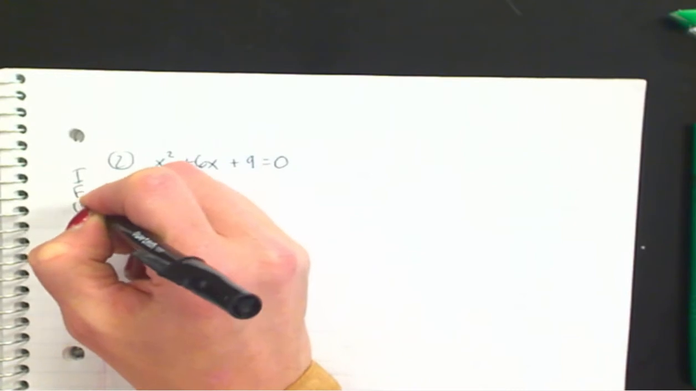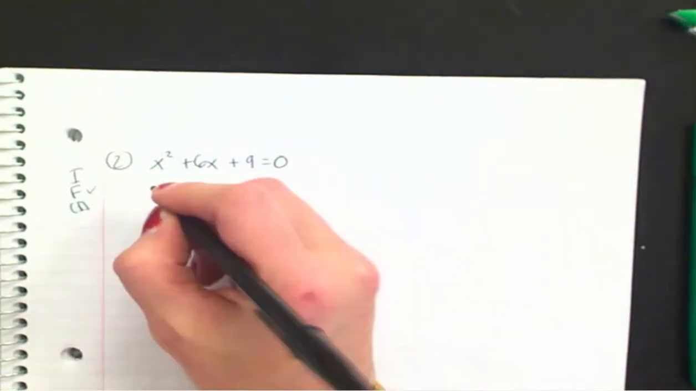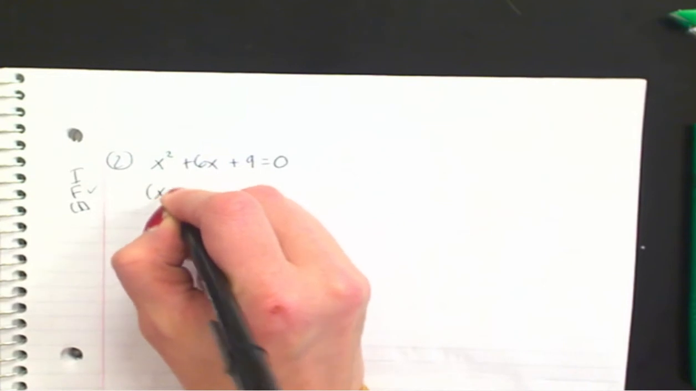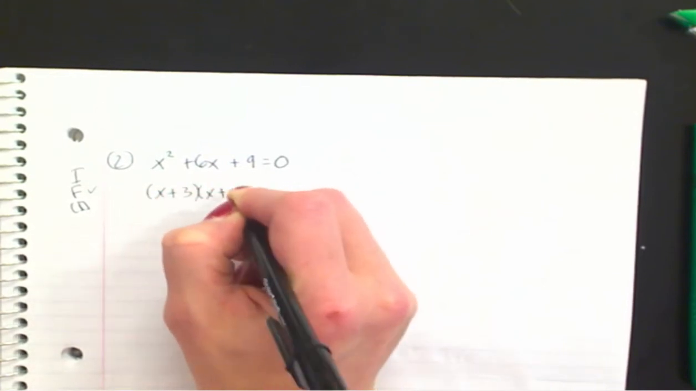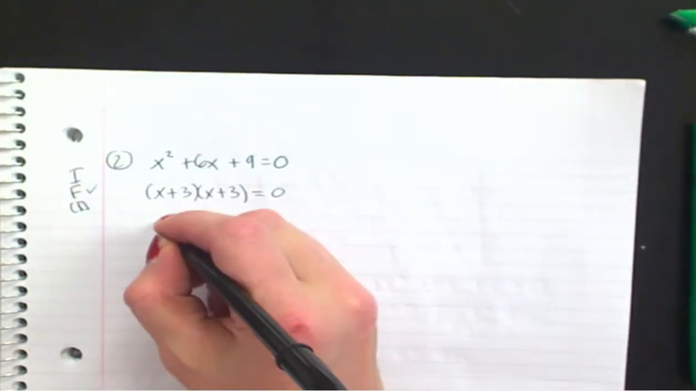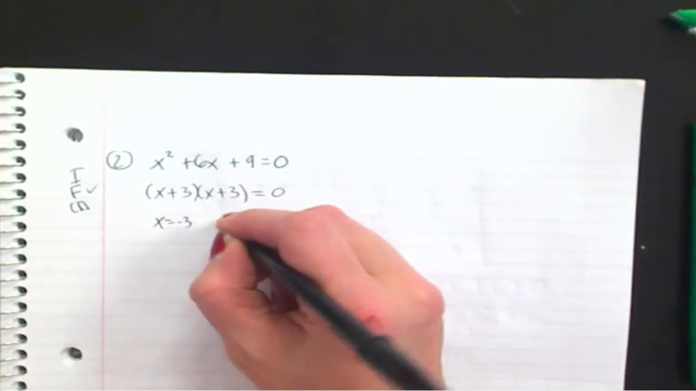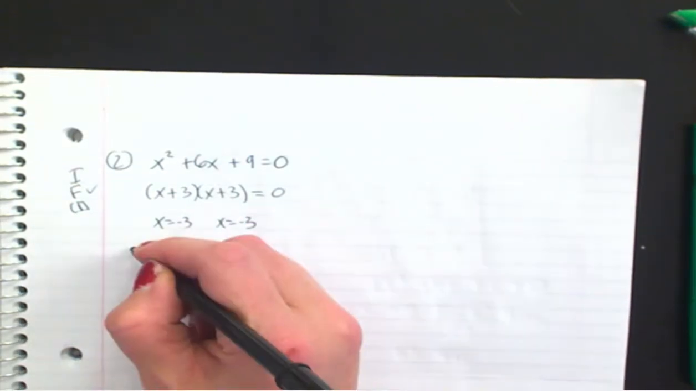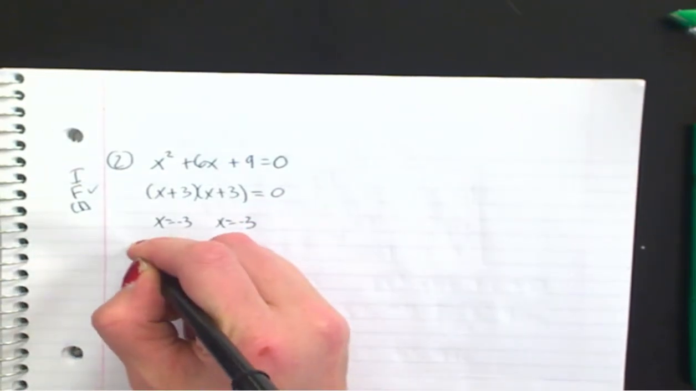Okay, isolate, factor, complete the square. I would factor, okay? X plus 3, x plus 3. I'm picking simple questions, guys, so this part is faster because we're worried about the vocab today. We get x equals -3, x equals -3. Okay, there is one answer. -3 is the only answer.